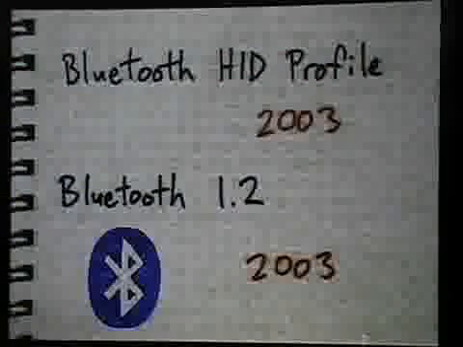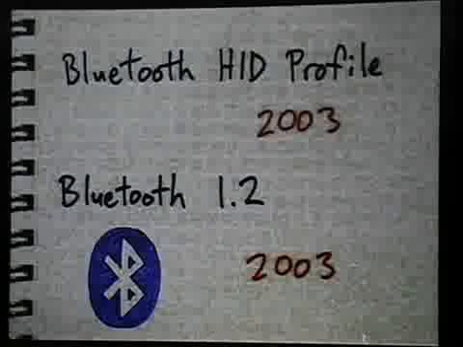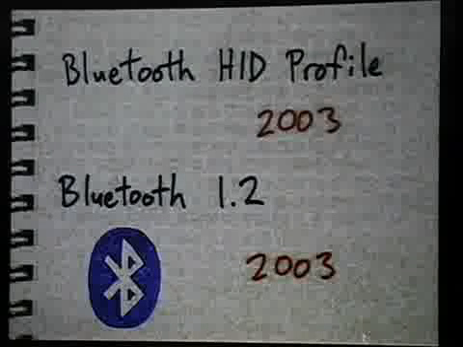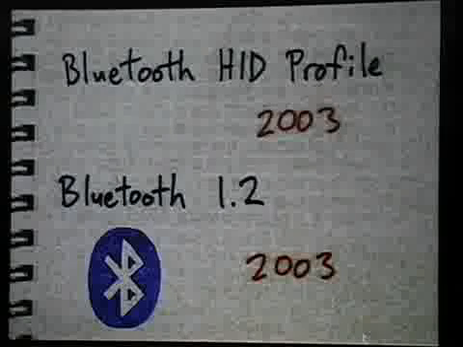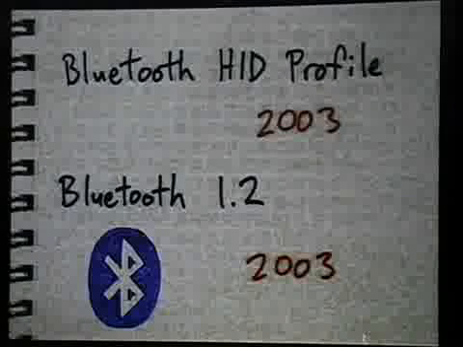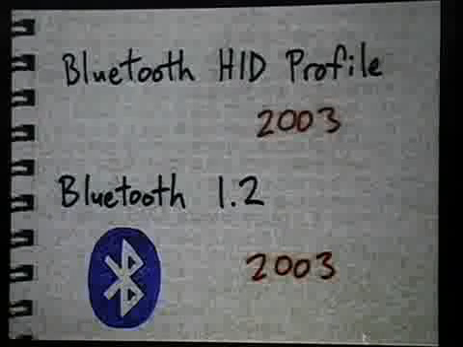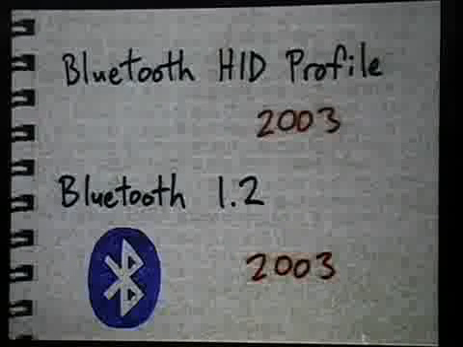I'm here to talk about Bluetooth keyboards, and in particular, devices that follow the Bluetooth HID profile, the Human Interface Device Profile. That was published in 2003. And I'm talking about devices that are following the Bluetooth core specification version 1.2. That might sound a little old to you. Some of you may have heard a few weeks ago that Bluetooth 4.0 was released. But the reason I'm looking at 1.2 is because that's what keyboards use.